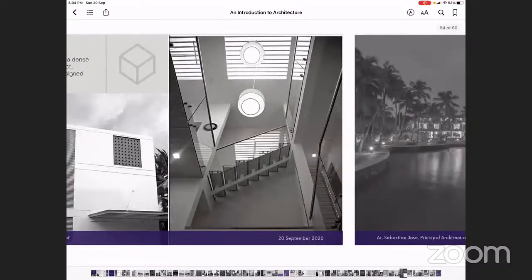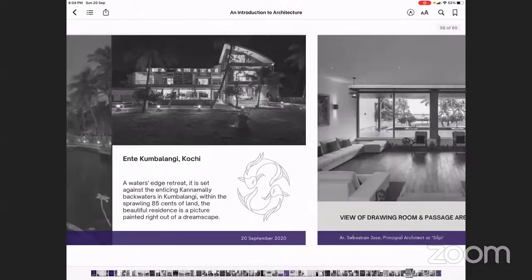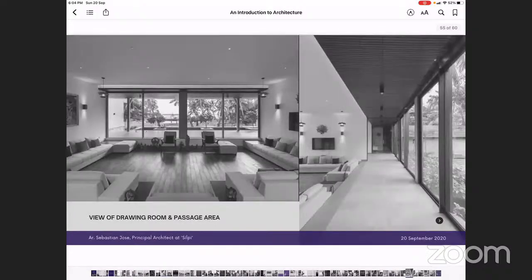Again, another house in a different context. It's a house on a backwater on the Vembanad Lake. Again, a very simple contemporary take on architecture, and this is very open plan, very open to the landscape, and basically to connect you to the landscape.